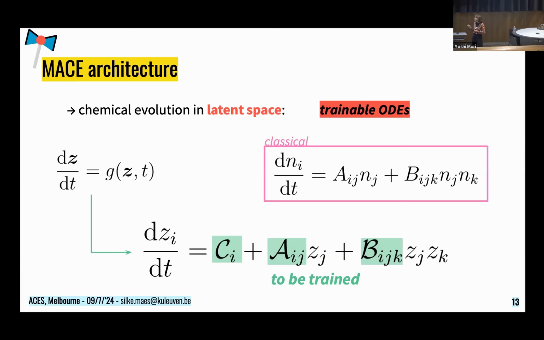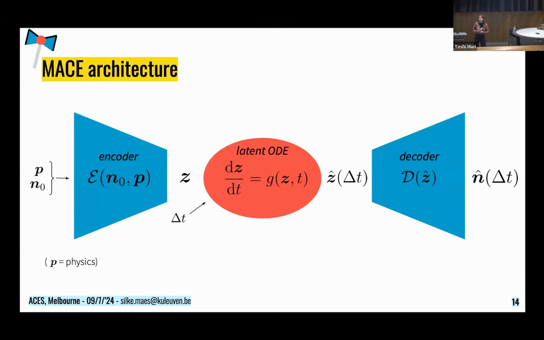So this brings us to the whole architecture of MACE, and I'll quickly guide you through it again so that hopefully you're following. First of all, we start off with our physical parameters P, and then our set of initial abundances. In our case, we will concatenate these two and put them through an autoencoder to produce our latent space.